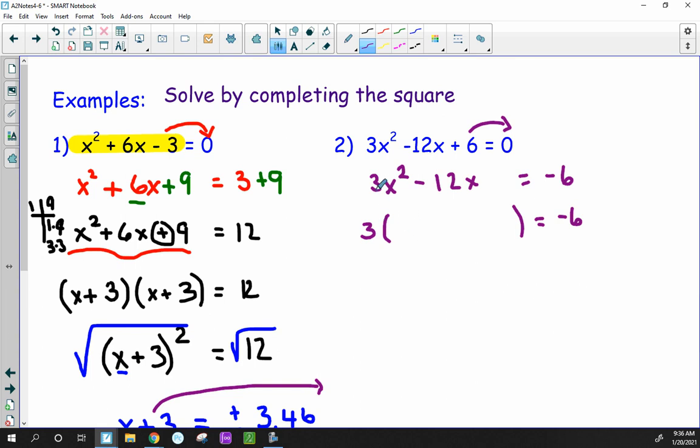3 times something is 3x squared. That's just going to be 1x squared. 3 times something is negative 12x, and that's just going to be a negative 4x. And then again, remember to leave this space empty, because that's where your other number is going to go.